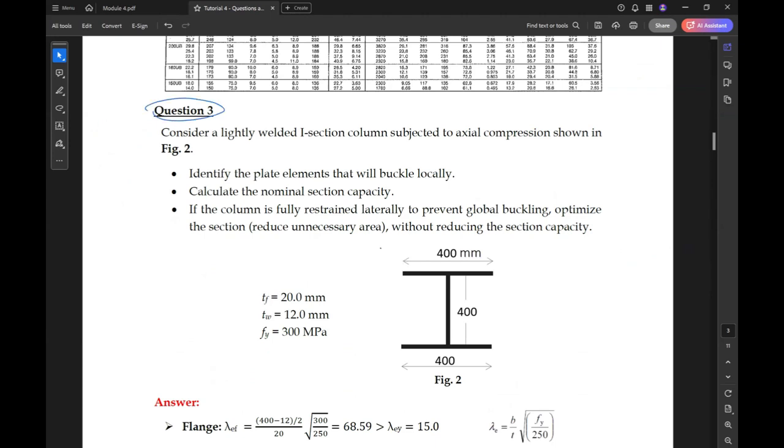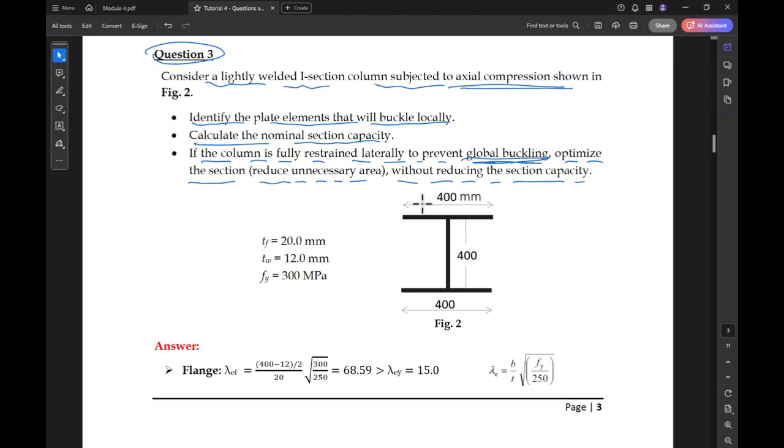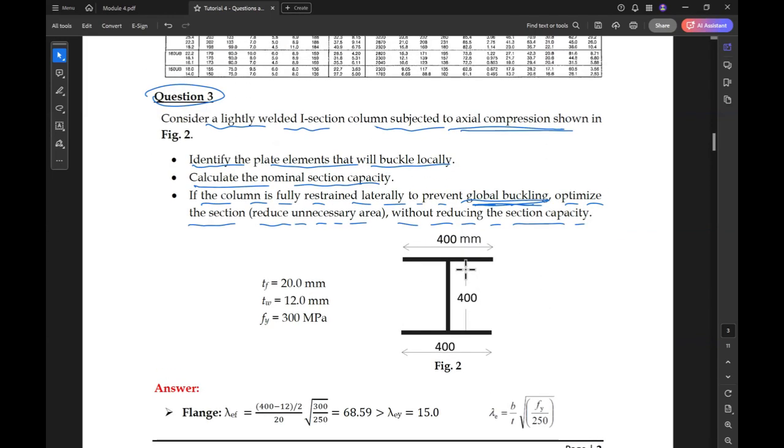Question 3 is an example of a lightly welded I section column subjected to axial compression. So it is a member under axial compression. So we need to identify the plate element that will buckle locally, and calculate the nominal section capacity. If the column is fully restrained laterally to prevent global buckling, optimize the section, reducing unnecessary area without reducing the section capacity. So for this one, it is an example of design of a compression member, but with an idea to find or satisfy this requirement.